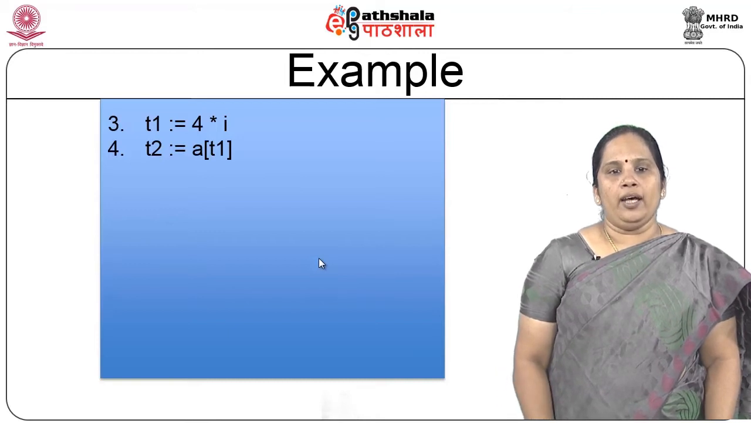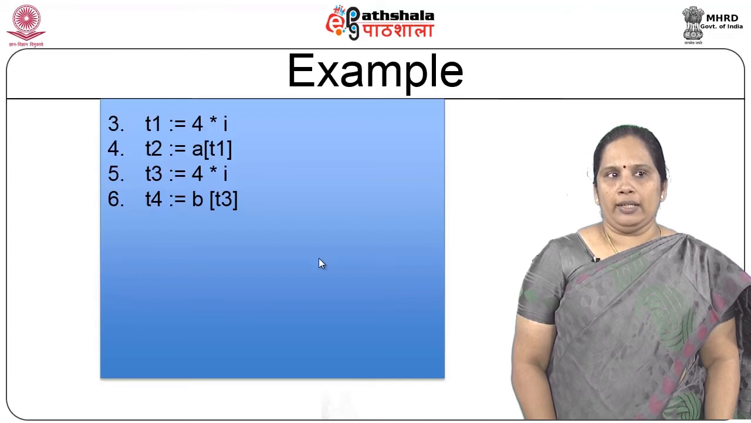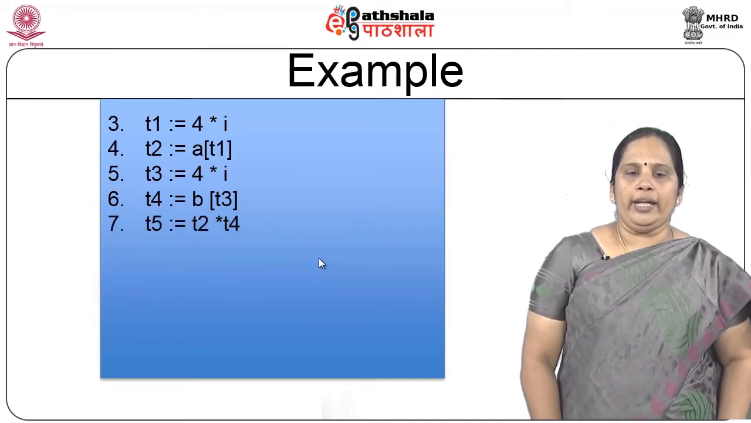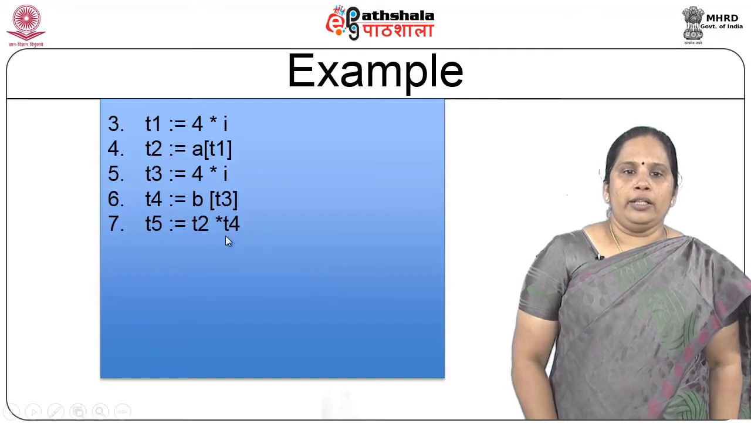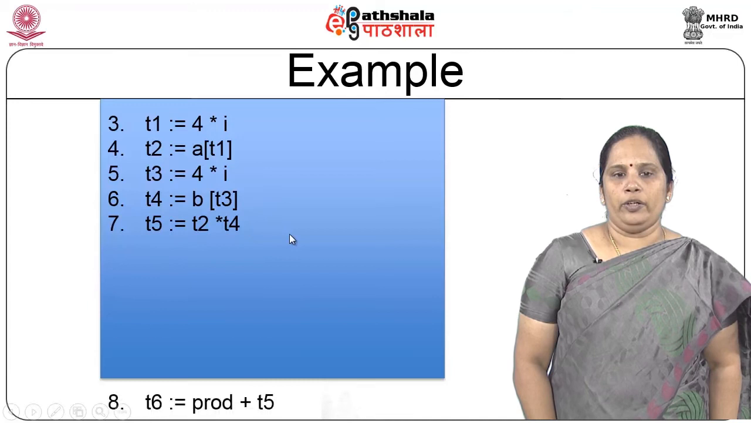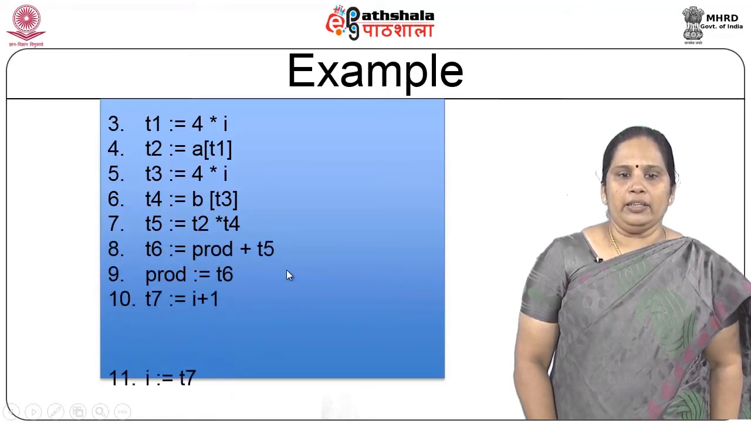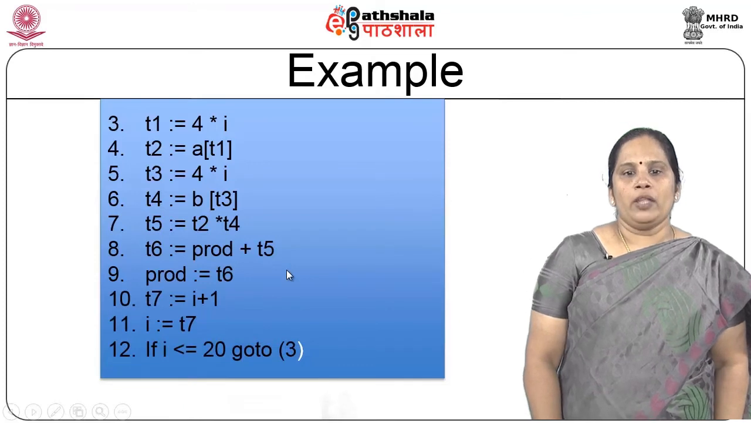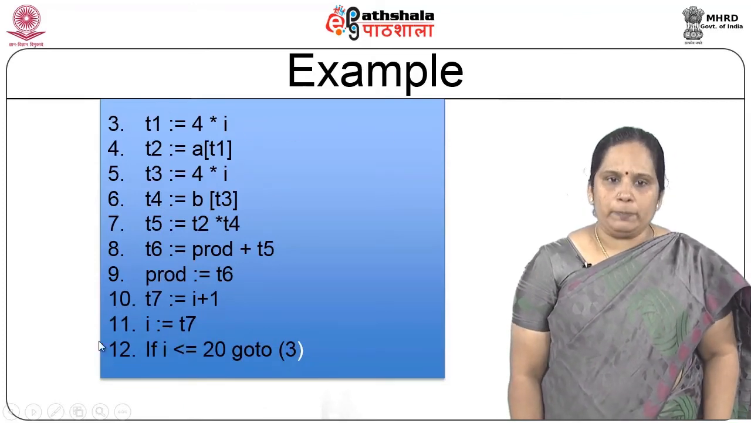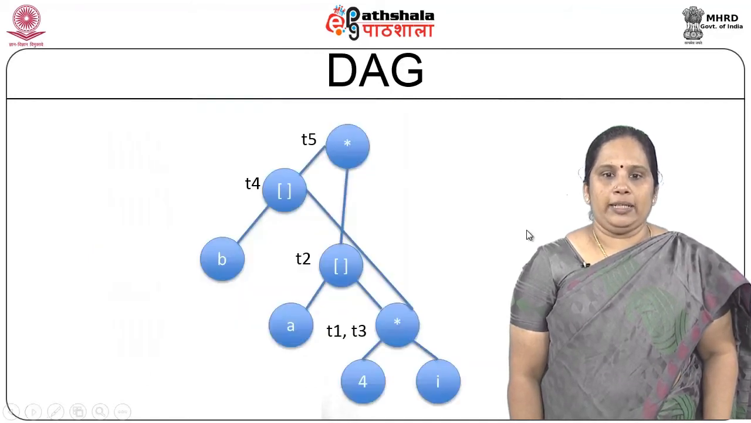So, where we had a basic block, this is block B2, which we had earlier. So, T1 is equal to 4 into I, T2 is equal to A of T1, T3 is 4 into I, T4 is B of T3, T5 is T2 into T4, T6 is prod plus T5, and finally these were my statements. Now, the corresponding DAG will be constructed for this particular basic block. We will see that in the next slide.